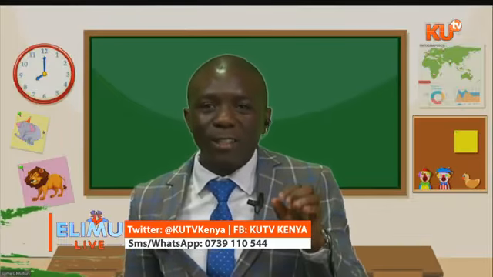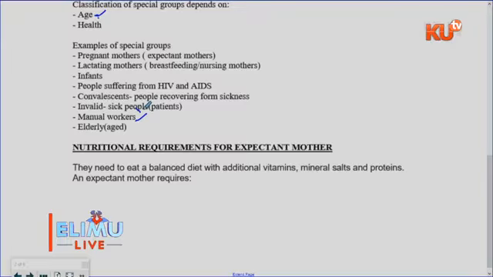So when they reach that stage, they lose a lot of blood when they are shedding off the remnants of the ovum together with the uterine wall. So you'll find that they are supposed to take food that is rich in iron so that they can regain the blood that was lost. Because as I said earlier, iron is used in the formation of blood.